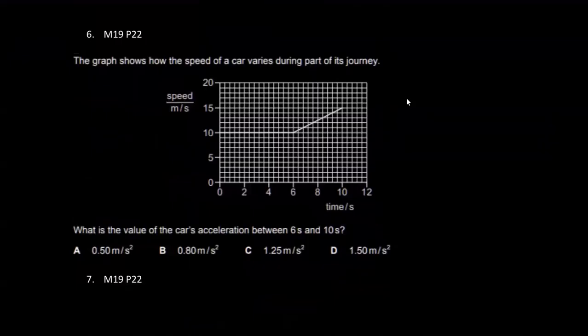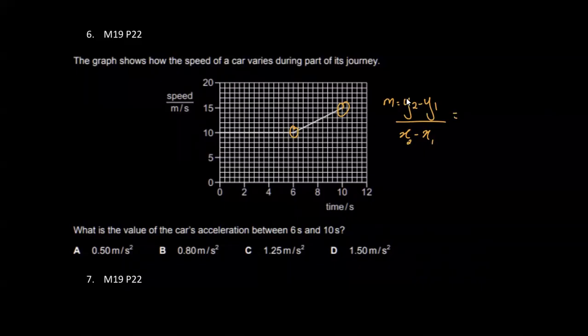The graph shows how the speed of a car varies during the part of its journey. What is the value of the car's acceleration between 6 seconds and 10 seconds? So we just need to find the gradient. So m is equal to y2 minus y1 over x2 minus x1. We'll take the values. We always write the x variable first. So it's going to be 10 and 15, and over here it's going to be 6 and 10. Find the gradient and just give me a minute, okay?